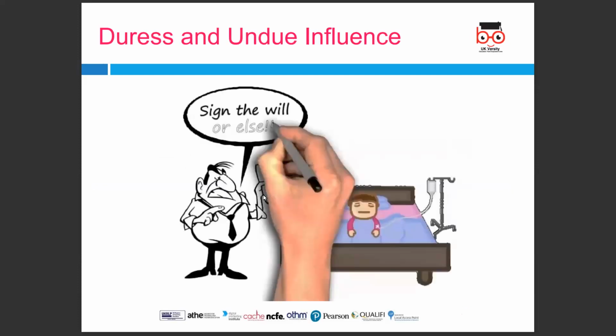So duress and undue influence, sign the will or else. So this is an example of pressure under duress and why someone would get into that pressure in regards to trying to force someone to sign a contract under undue influence or duress. I'm going to put a video on now that establishes the difference between duress and undue influence.